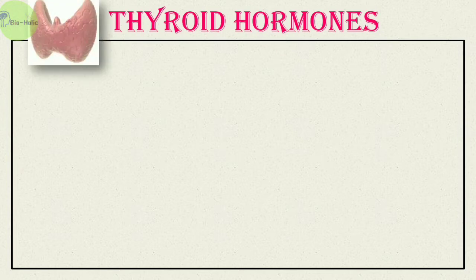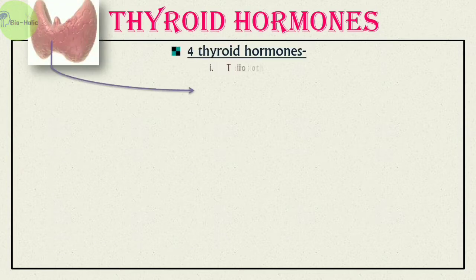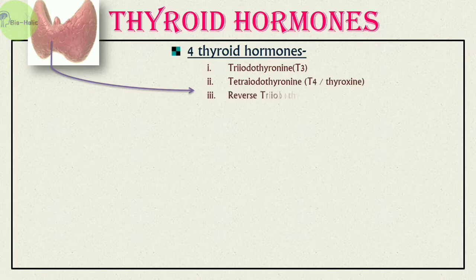From thyroid gland, 4 thyroid hormones are secreted. The first is the triiodothyronine or T3. Next is the tetraiodothyronine or T4 or thyroxine, and the next is the reverse triiodothyronine or RT3, and the last one is the calcitonin.